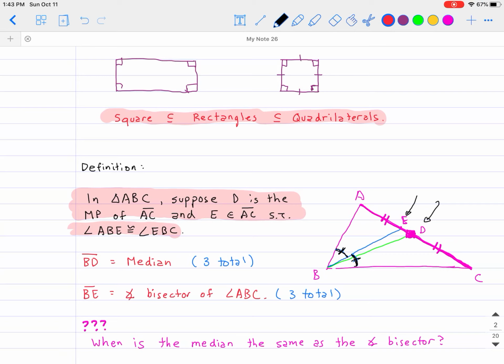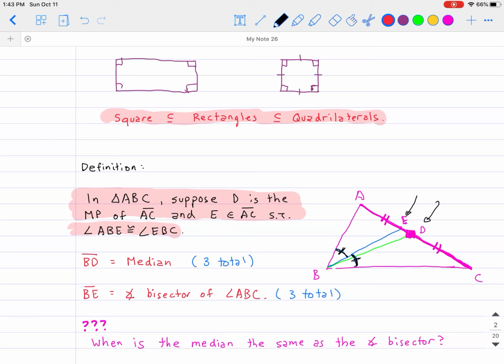Then we are going to define the following. BD, the segment that goes from the opposite vertex all the way to the midpoint, is what is known as a median. And there are 3 of them because there are 3 medians you can possibly draw. Whereas BE is known as the angle bisector of angle ABC. And just like the median, there are 3 angle bisectors in total.